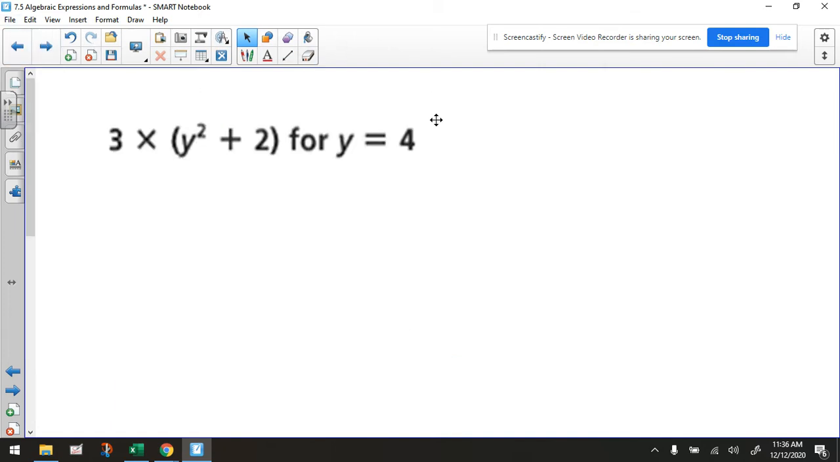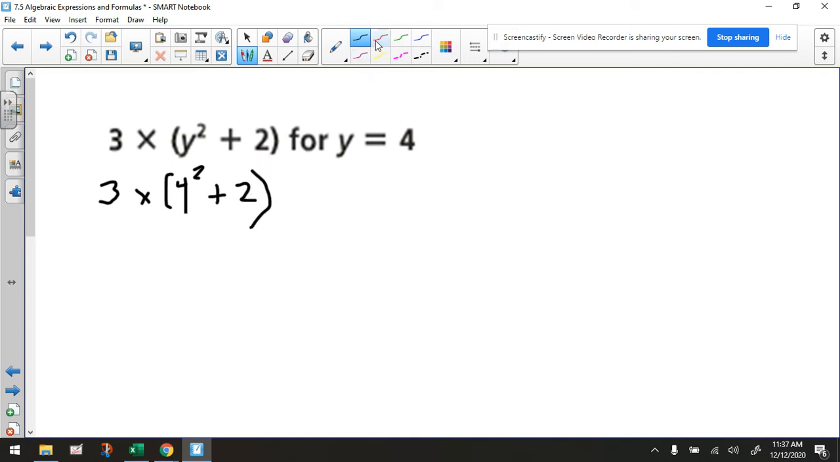All right, let's look at another example. What if we had to evaluate this expression for y equals 4? So what I always like to do is rewrite everything. So I'm going to rewrite the 3, the times, and then instead of putting the y, I'm going to put in the 4. I'm substituting in the 4. So let's put that in. But you don't want to forget about this exponent. And then we have to put in plus 2.